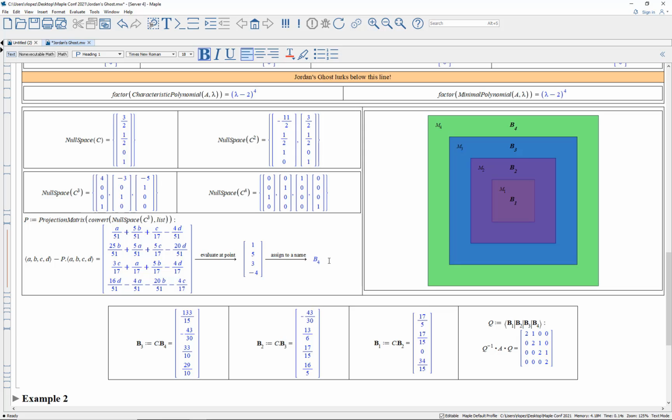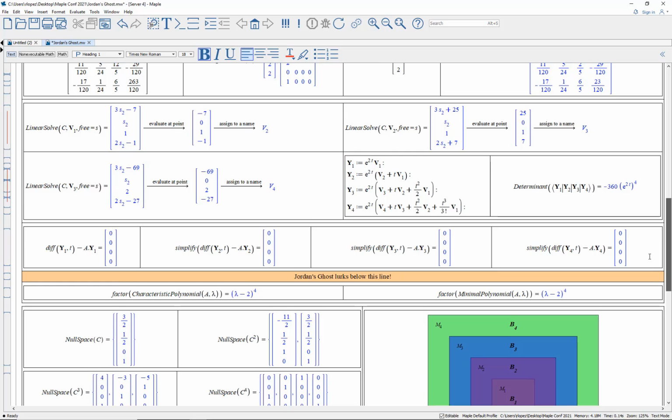Can you come down the chain from B4? So you define B3 to be C times B4. B2 is C times B3. B1 is C times B2. Are they the right vectors? Well, if you put them in a matrix, it will be the transition matrix from A to its Jordan form. That tells you you've got generalized eigenvectors, and if you've got generalized eigenvectors, you can write down solutions to the differential equation. So in this instance, the naive approach worked.